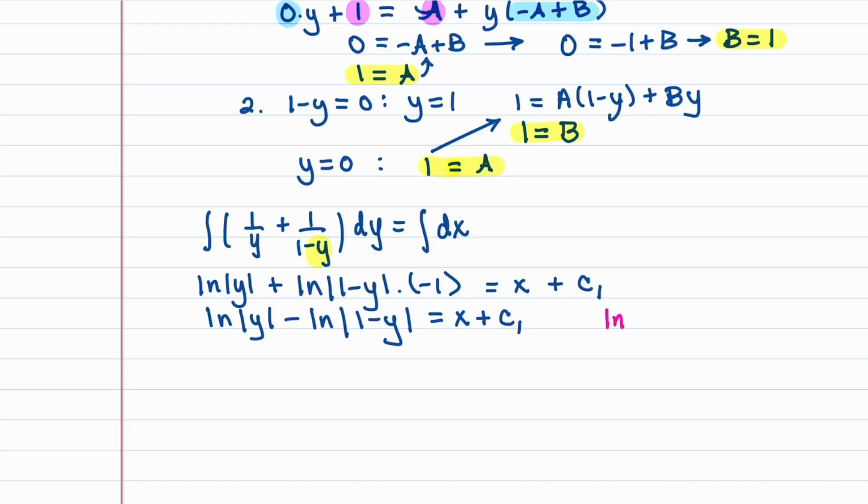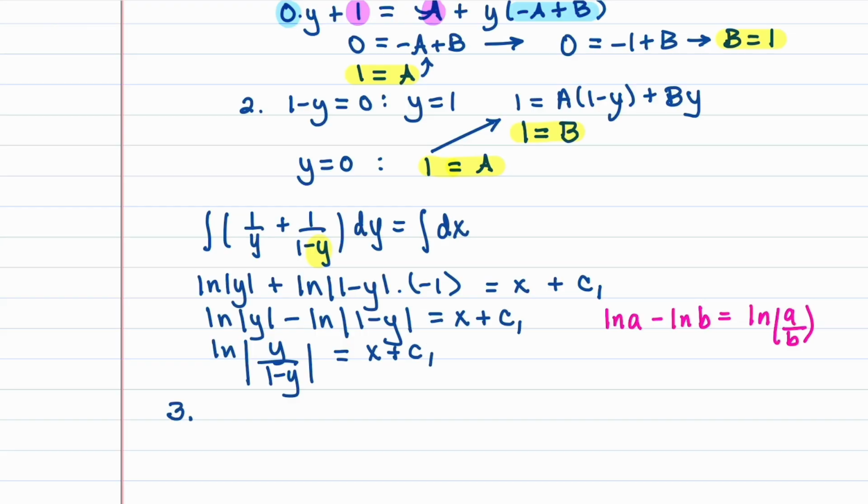We're going to need a formula, so let me just write it over here. I don't know if you remember this or not, but natural log a minus natural log b is the natural log of a divided by b. We're going to use this because it's going to enable us to eventually solve for y. Our left-hand side now becomes natural log absolute value y divided by 1 minus y, and our right-hand side stays the same. Our third step is to solve for y.